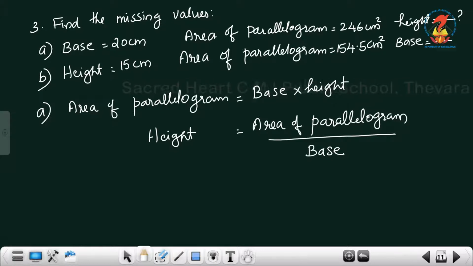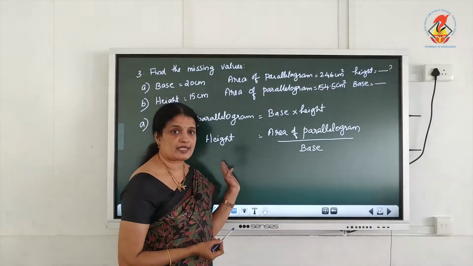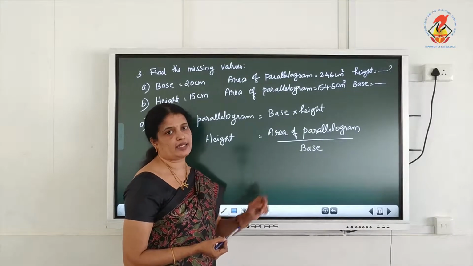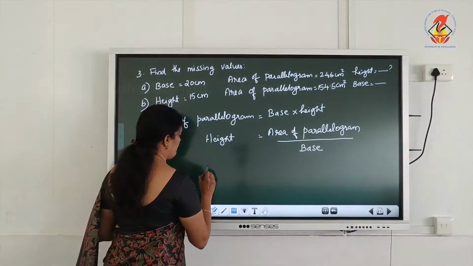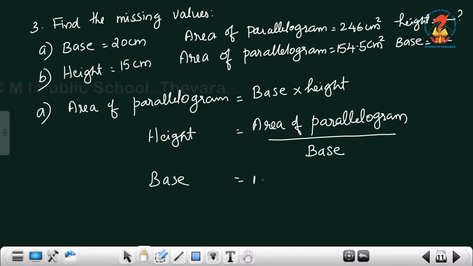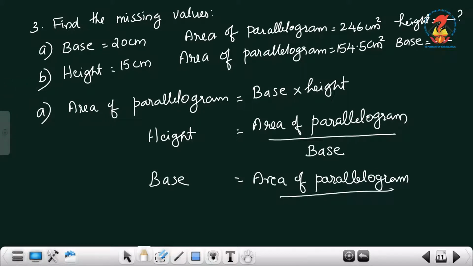Just next one more. How can you calculate the base when area of parallelogram and height are given? Okay, here another formula. Base is equal to area of parallelogram divided by height. These are the other formulas. From this formula we can write height equal to area of parallelogram divided by base. Next one, base equal to area of parallelogram divided by height.